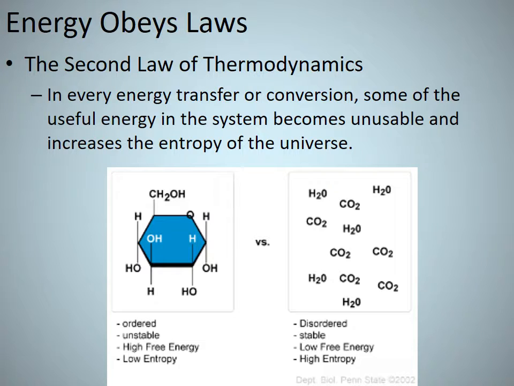All right, the second law of thermodynamics. Essentially what happens is in every energy transfer or conversion, some of the useful energy becomes unusable. This unusable energy increases entropy of that system. Now essentially entropy is just a degree of randomness within a given system. So we take a look here and we can use entropy in this picture.